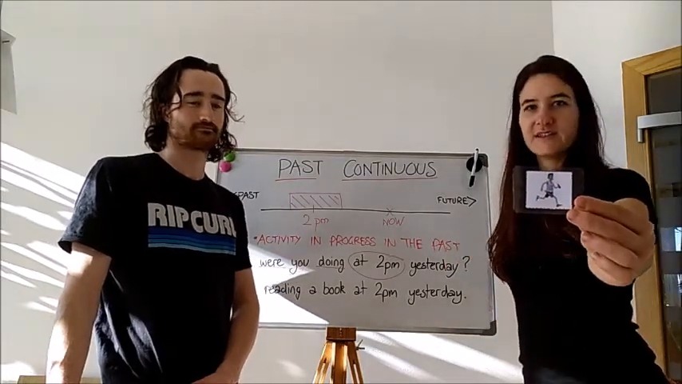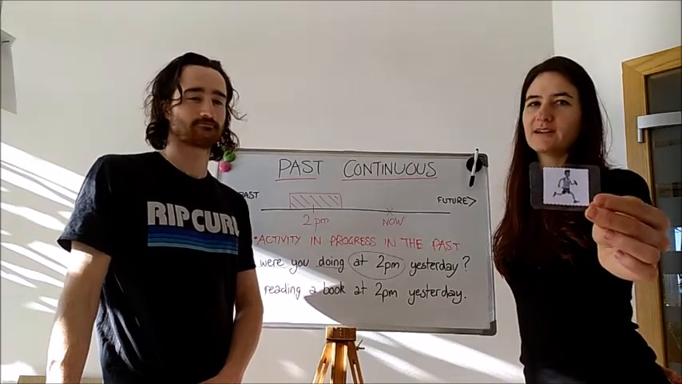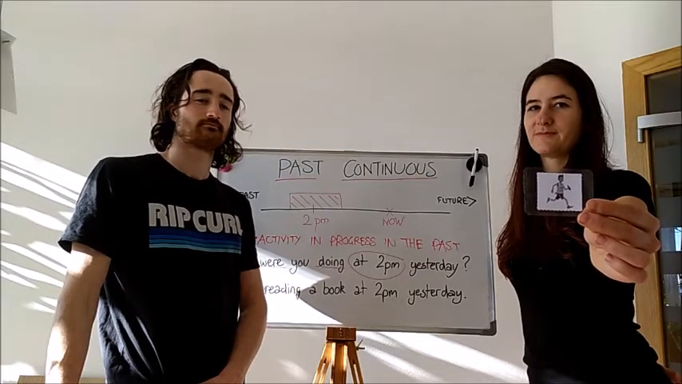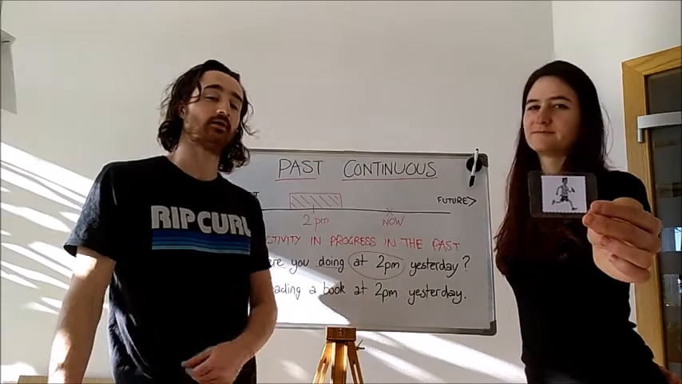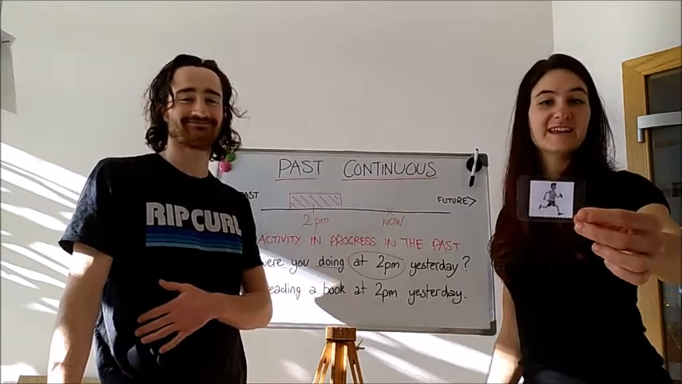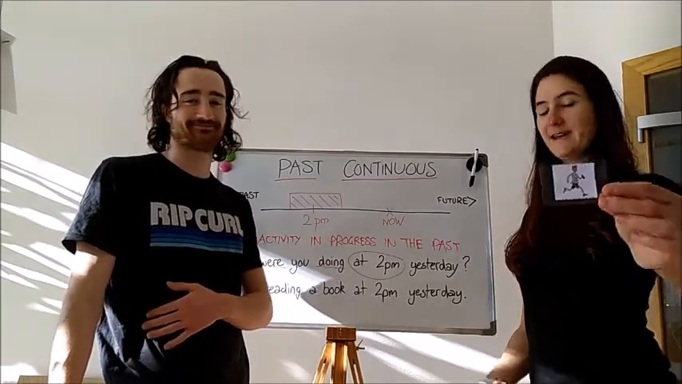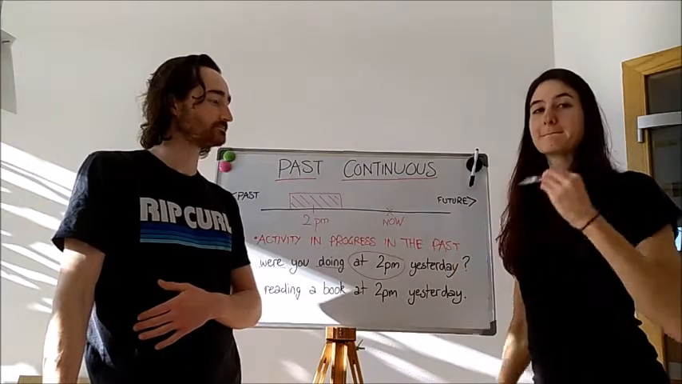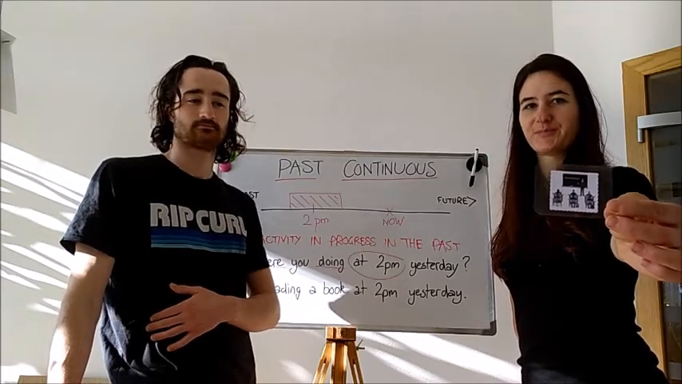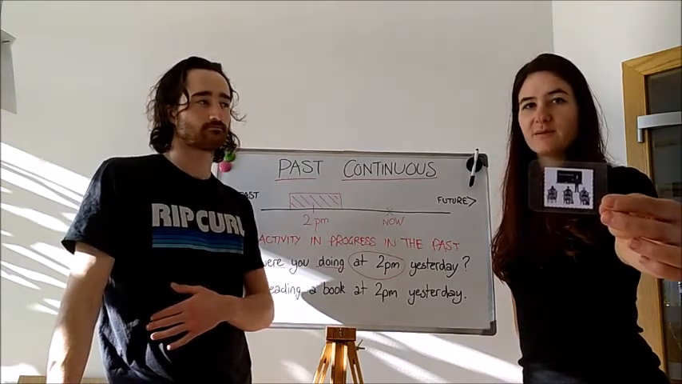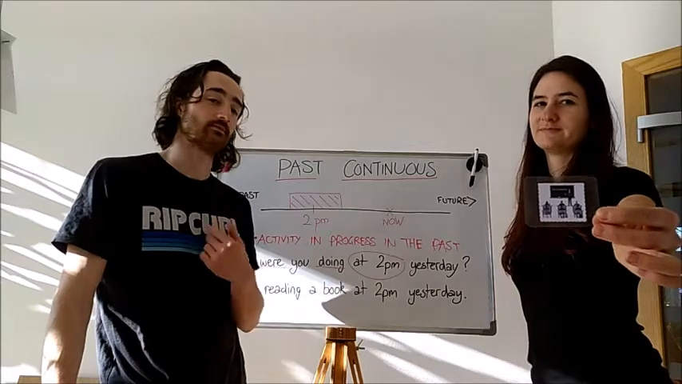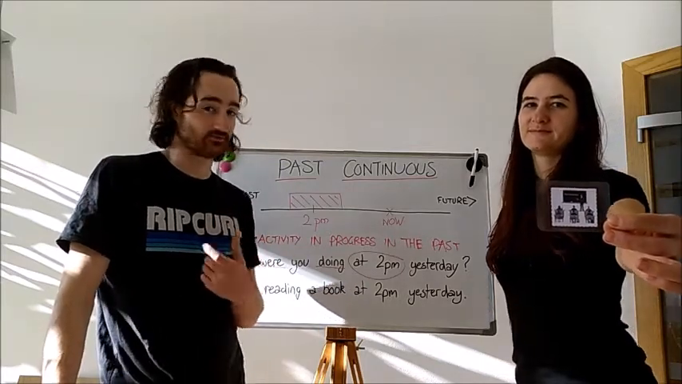What were you doing last weekend? Good. Last weekend, I was running and drinking beer. Yeah, or I was running and drinking beer last weekend. Yeah? And what were we doing at this time 2 days ago? We were learning past continuous at this time 2 days ago.